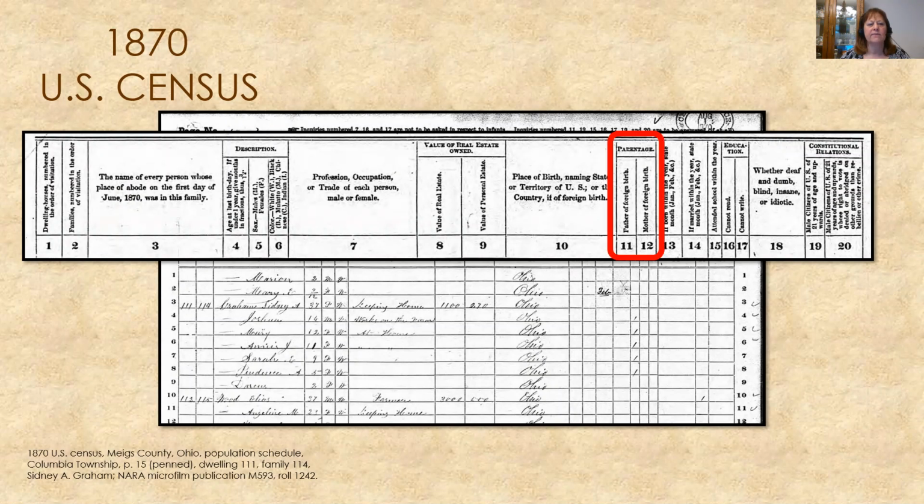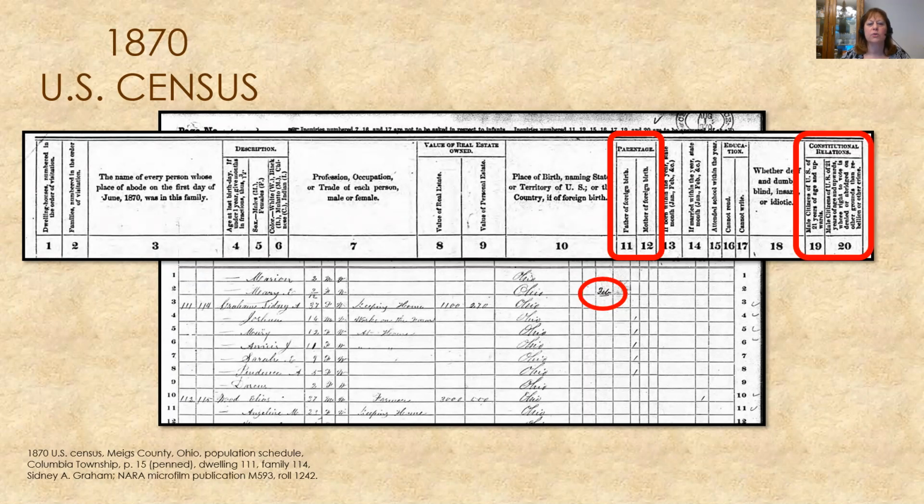The 1870 was the first census to include a parentage category asking if the father and/or mother was of foreign birth. Another column was added to include the month of birth if a child had been born within the year. This information is very helpful in narrowing down the date of birth for a child in a time when most births were not officially recorded.